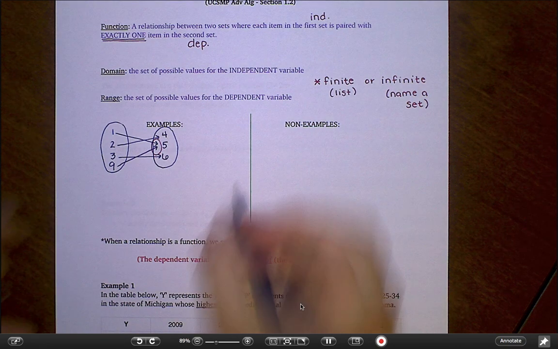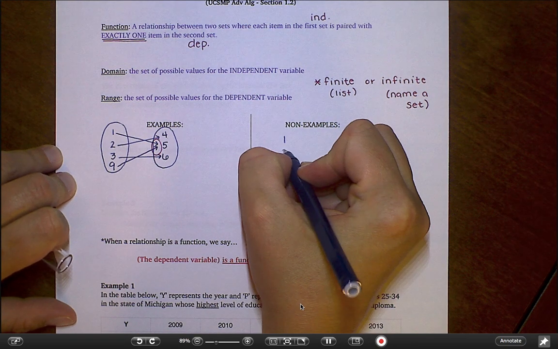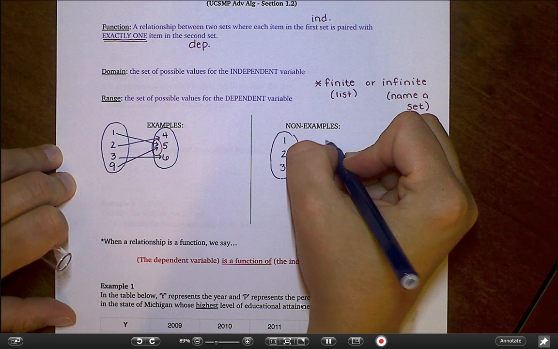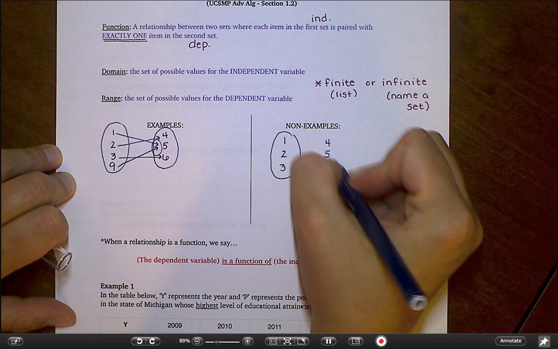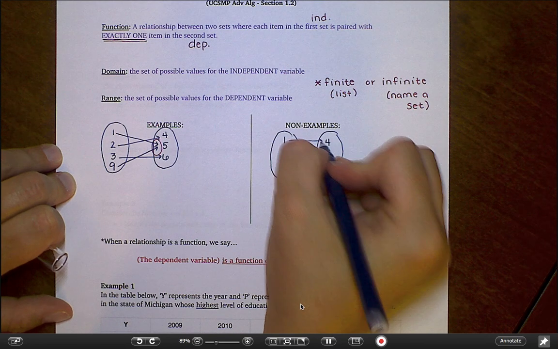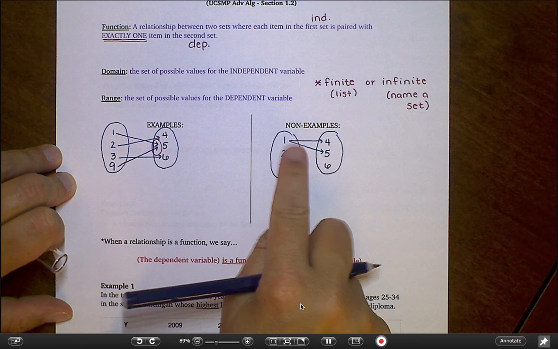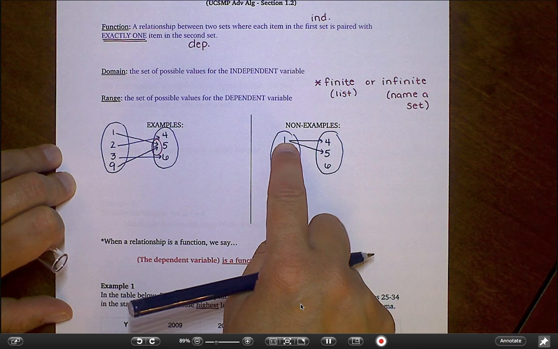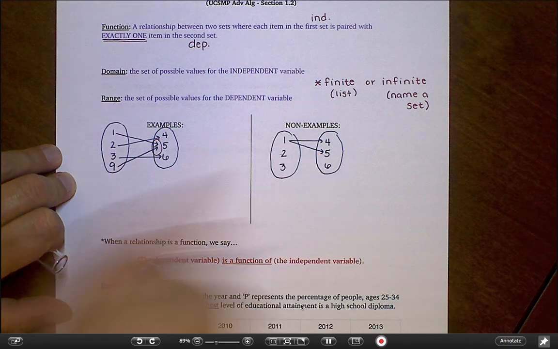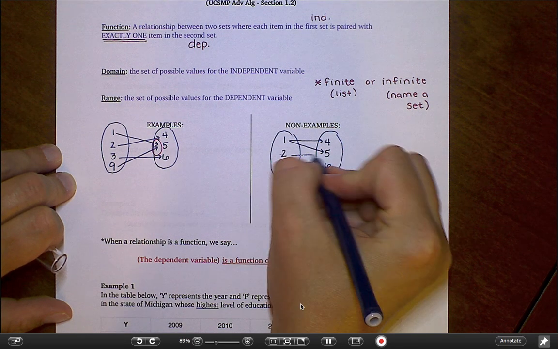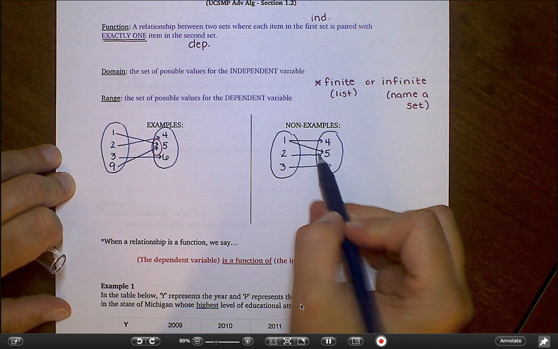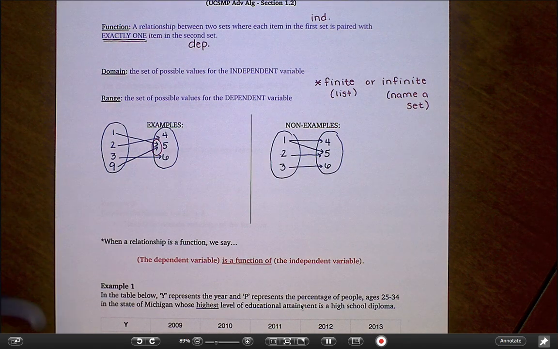What's not allowed to happen is if I were to do something like 1, 2, and 3 matched up with 4, 5, and 6. If I were to take 1 and let it match up with 4 and 5, that's where we have an issue. We can't have anything in the first set of numbers get matched up more than once over here in the second set, no matter what's happening over here. So if I just do this, again, we're okay with this 5, but we're not okay with this 1. This is the issue, okay?